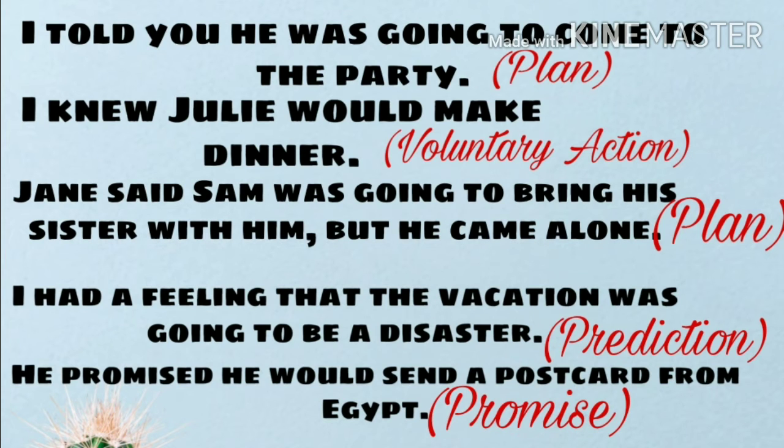Examples: I told you he was going to come to the party. It is used to denote the plan. I knew Julie would make dinner. It is used for voluntary action. Jane said Sam was going to bring his sister with him, but he came alone. It is also used to show plan.